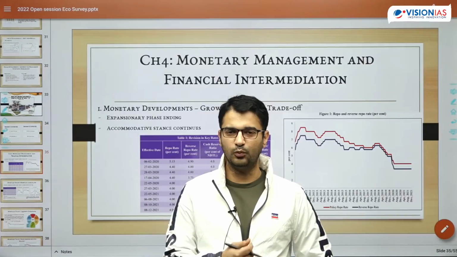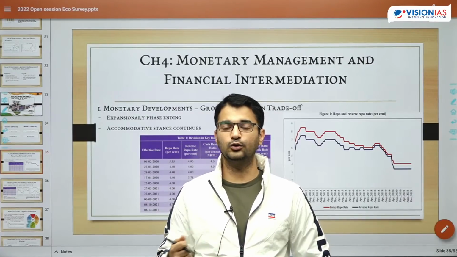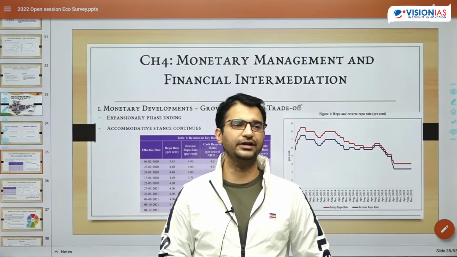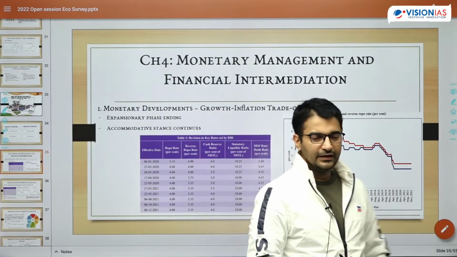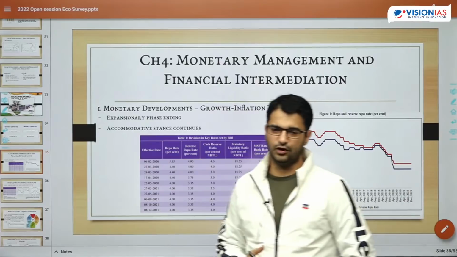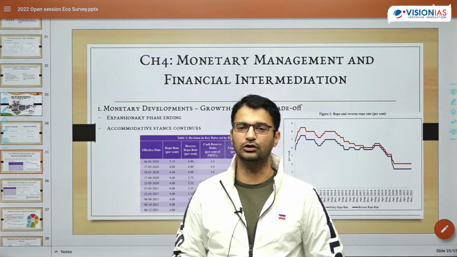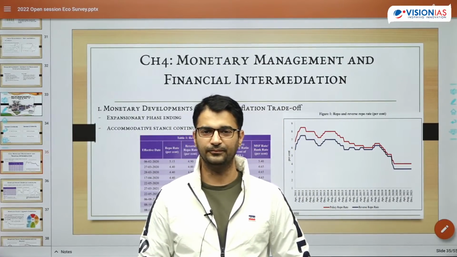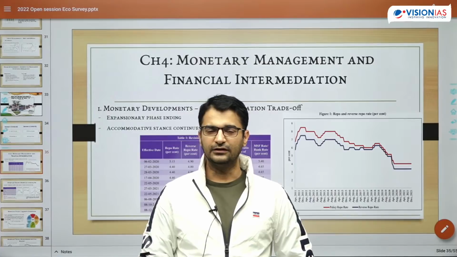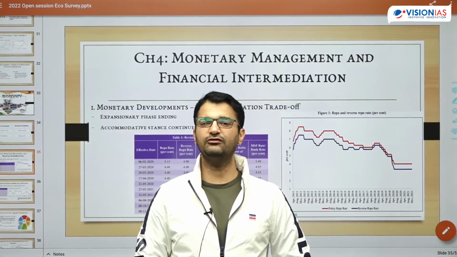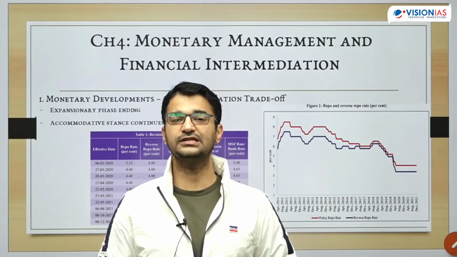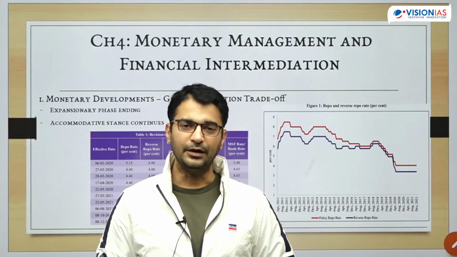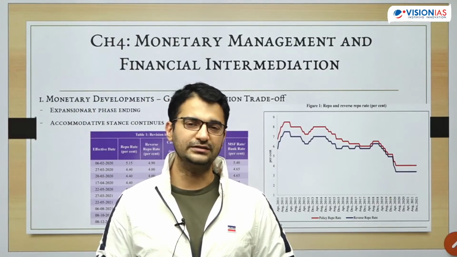Facilitate growth on one hand versus control prices on the other hand. There is a trade-off between growth and inflation, meaning an excess amount of money in the economy facilitates growth, but it also leads to inflation. Since the past 2 years, the objective of monetary policy has been largely to facilitate growth. At the same time, since prices were in control, RBI's monetary policy was tuned towards facilitating growth.